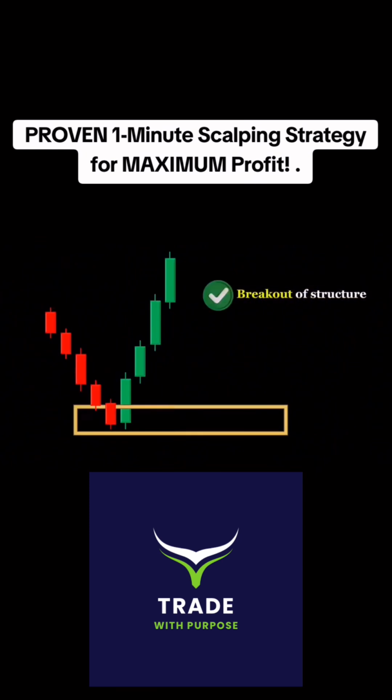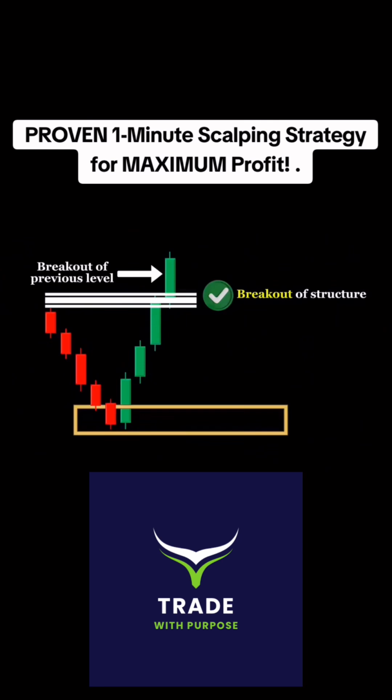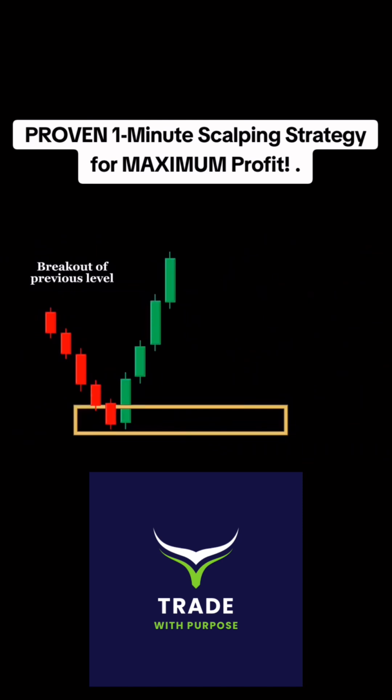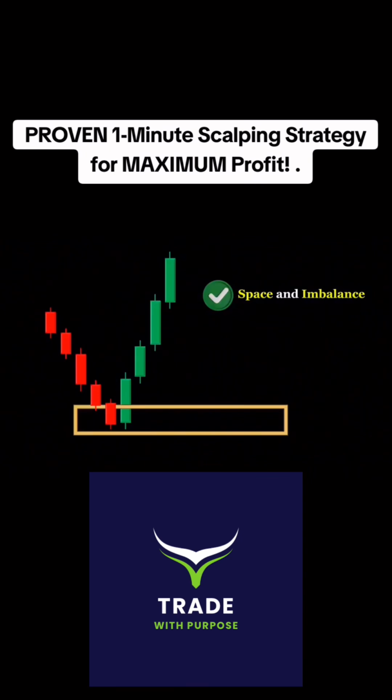One of the strongest indicators of a solid zone is a breakout of structure. A move that breaks key market levels, like previous highs or lows, is a clear sign that institutions are driving the market. These breakouts often trap retail traders and trigger stop-loss orders, creating a shift in market dynamics. When you spot a zone tied to a breakout of structure, it signals a high-probability trading opportunity backed by smart money.